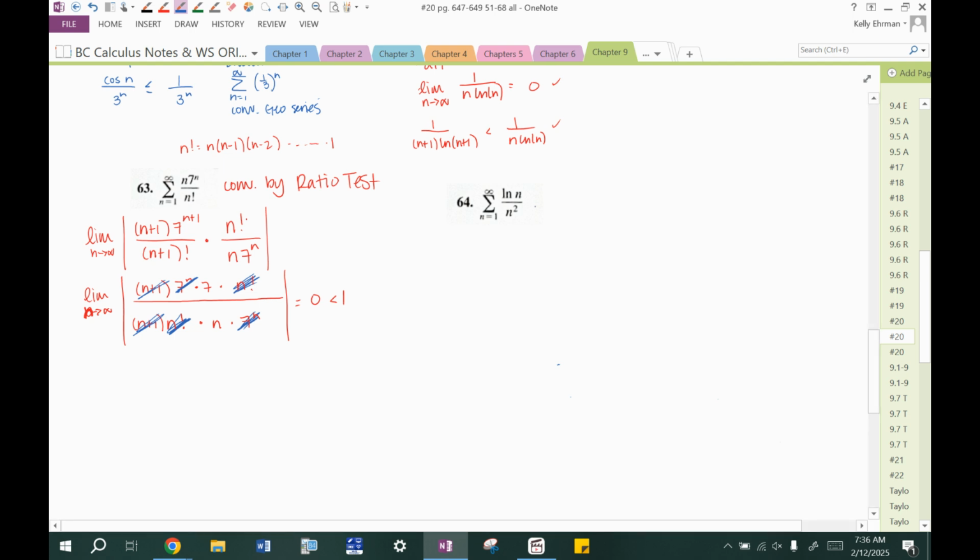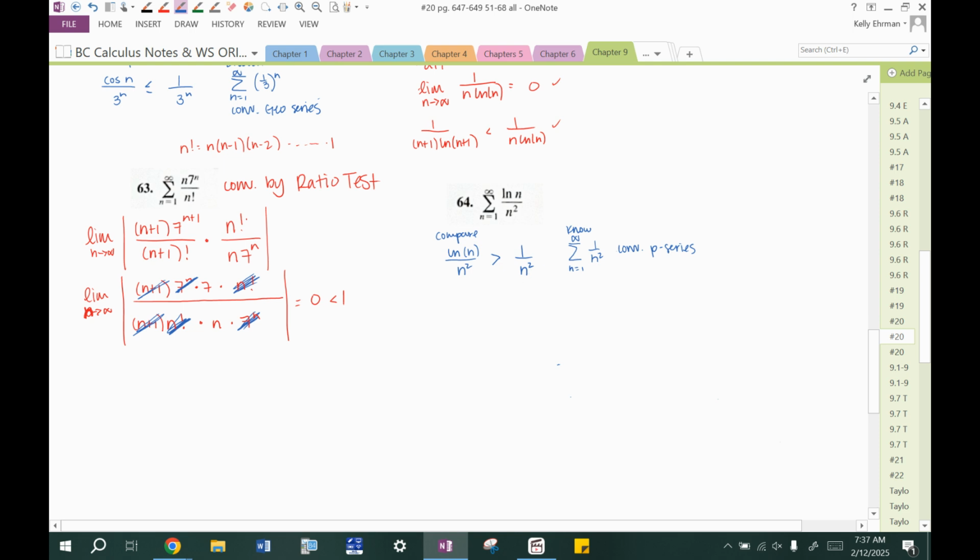Let's see. ln n over n squared. Now, if I try to do a comparison test, which is what I first thought of, I was going to compare ln n over n squared to just 1 over n squared. And remember, ln of n is a growing function, so it is going to be larger than 1 over n squared. So I do know about the 1 over n squared sequence and its summation here. That is a convergent p-series. So everything's going just fine so far.